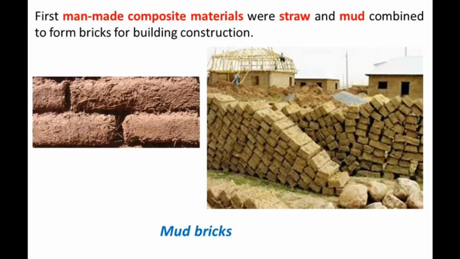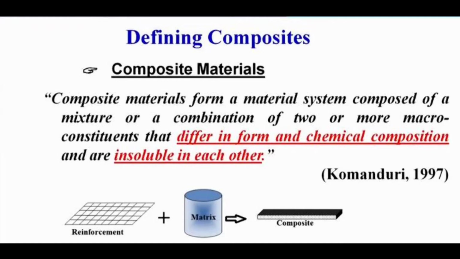And the next, the first man-made composite materials were straw and mud combined to form bricks for building construction. If you look at the olden days, the mud walls were prepared by adding agriculture waste as well as vegetable waste, and that also comes under a composite material.